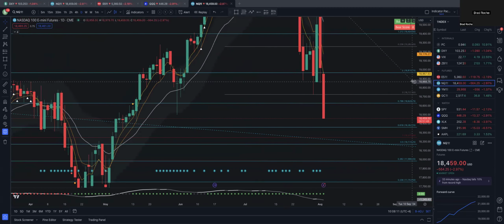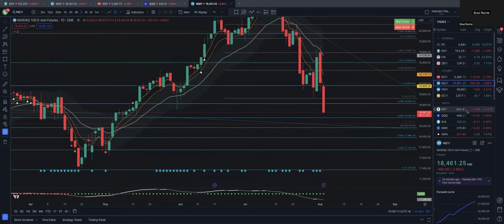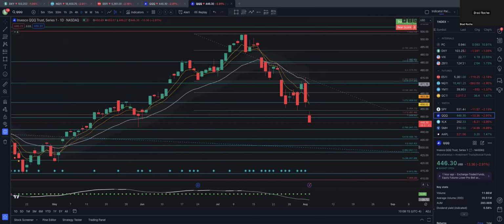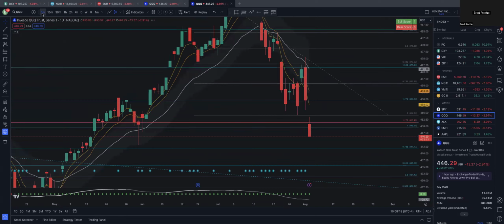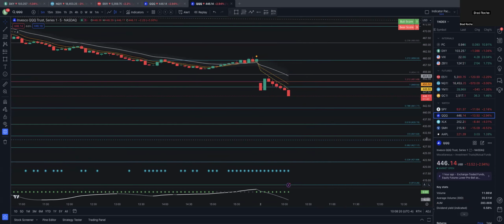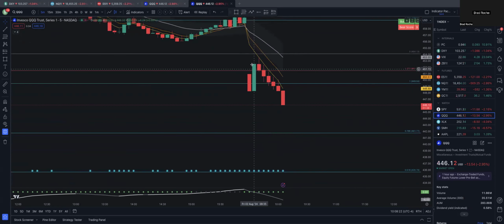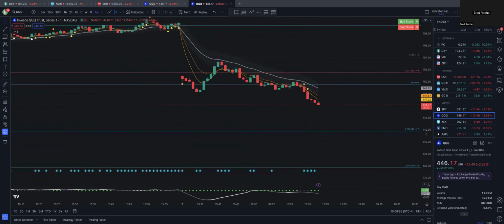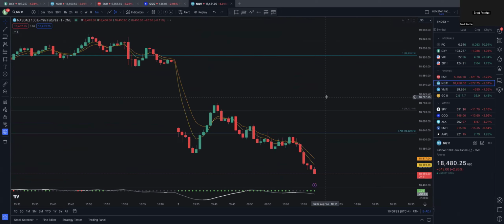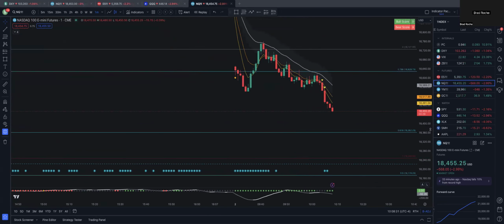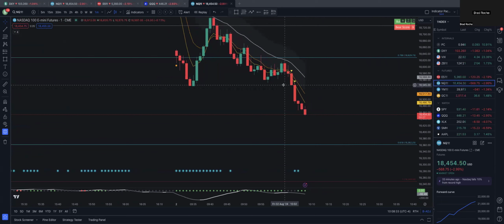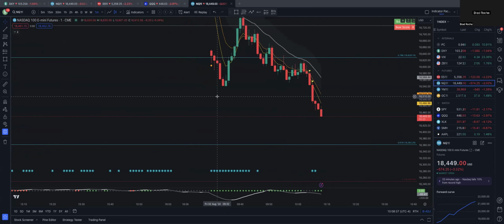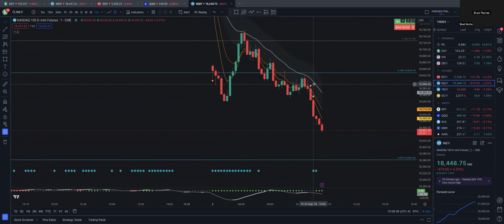Okay. QQQ, flushing. Off that 1-minute sell signal. That worked pretty well. There's your sell signal, 545. Yeah, now you're at a 100-point move on that one. Off 1-minute sell signal.